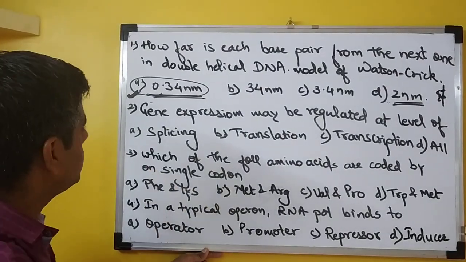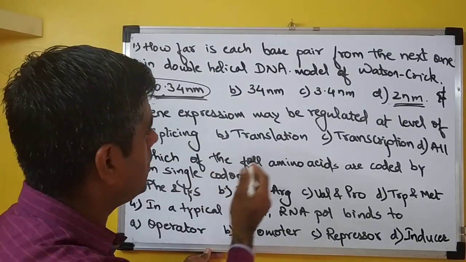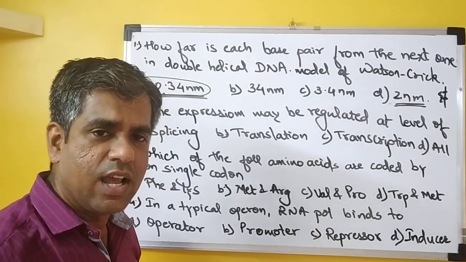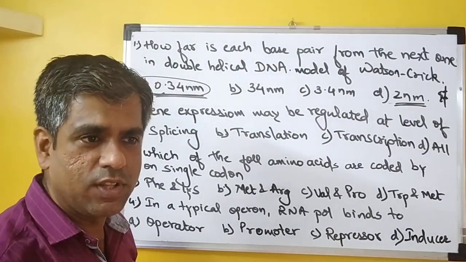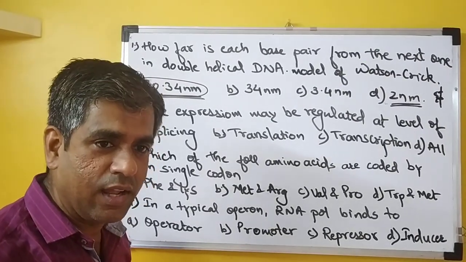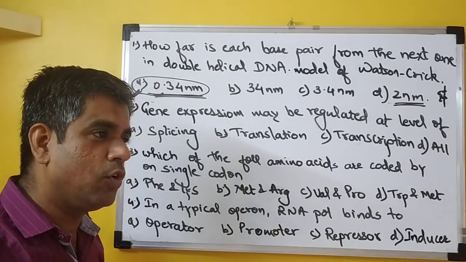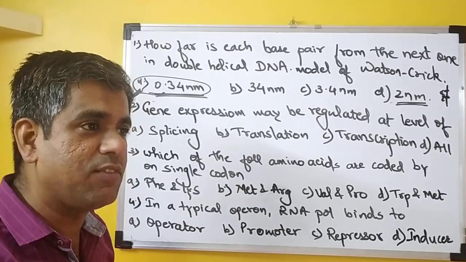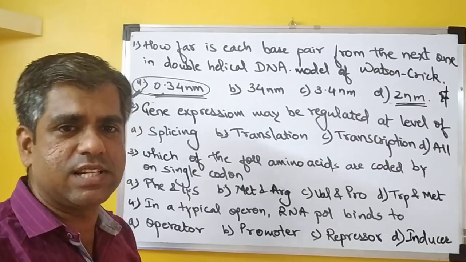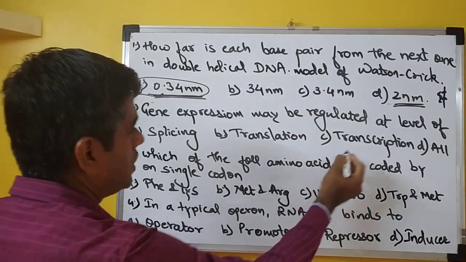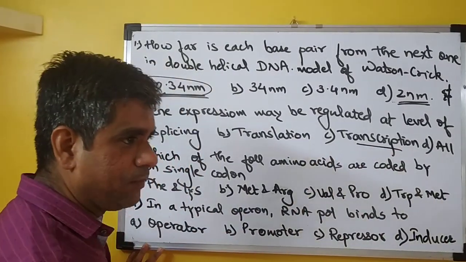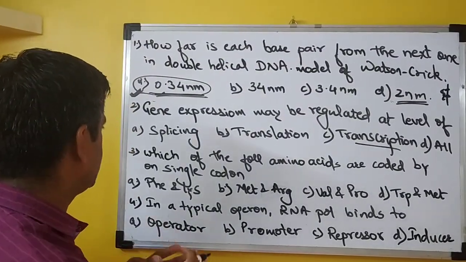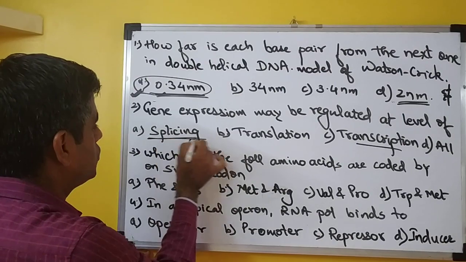Okay. The next one says the gene expression may be regulated at the level of. We know that depending on the situations, the expression of the gene is regulated. Whether that DNA will be converted to mRNA, whether that mRNA will be translated to a protein, and once that protein is formed, whether it will function or not. So at the level of transcription, how it is being spliced, cut and joined, with removal of introns and joining of the exons, there also you can control it.